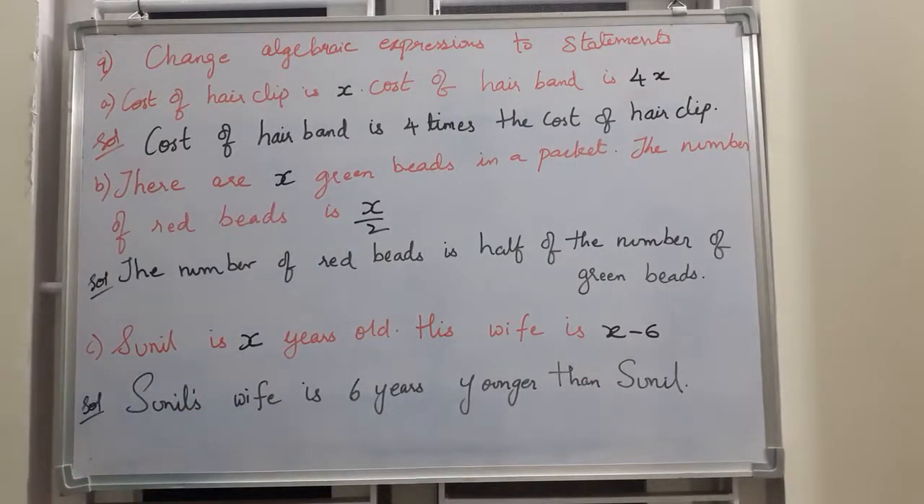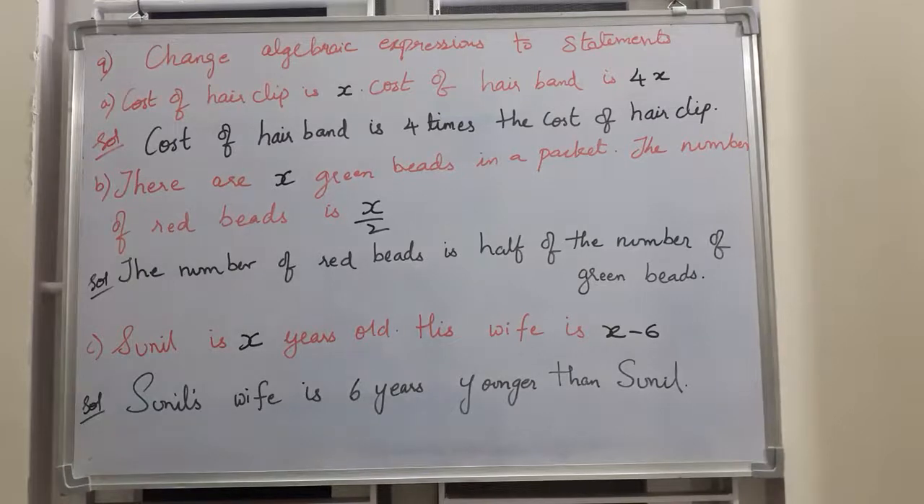Okay children, D bit you try to do by yourself. It's just a bit. The question would be: Anna scored x marks in English. Her score in social science is x plus 4. So simply you can understand x plus 4 means what? More marks. So write that in the form of a statement. Okay. Practice it.